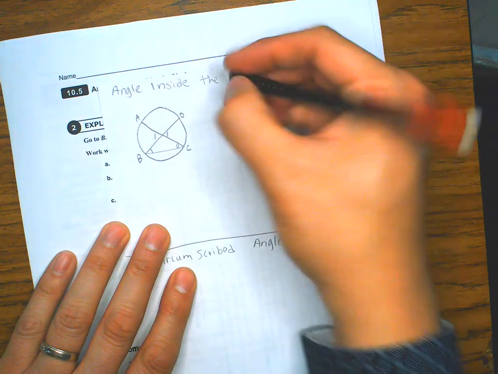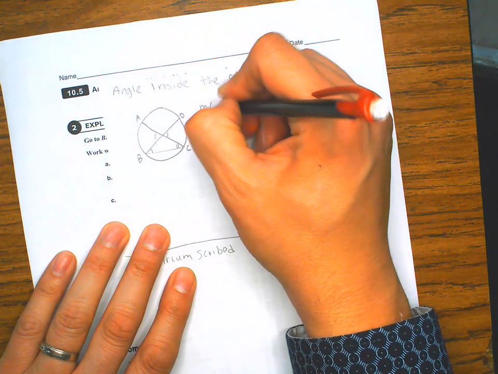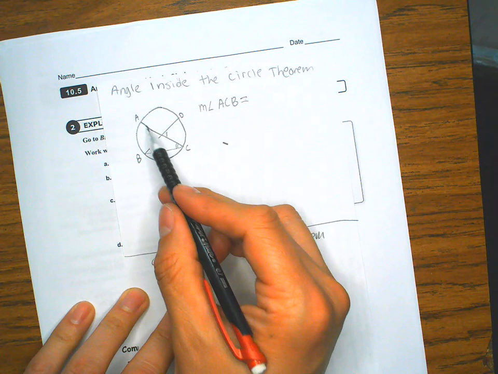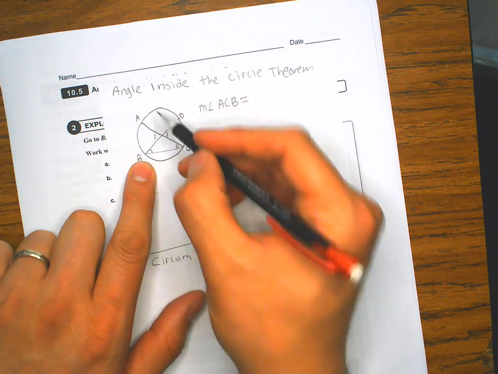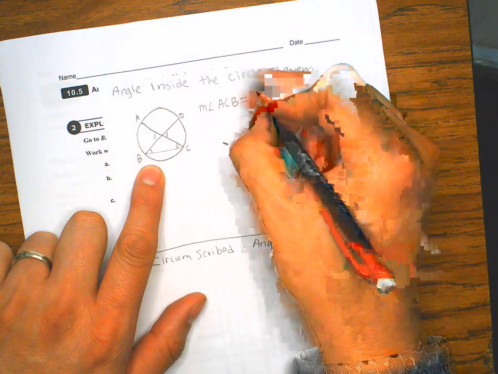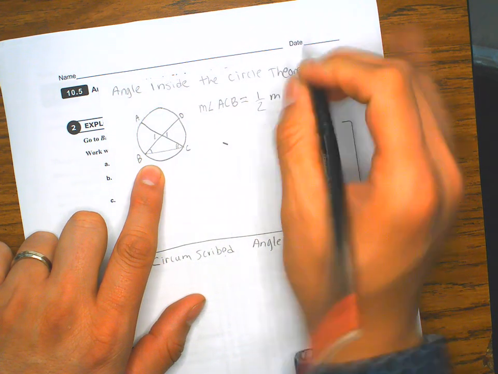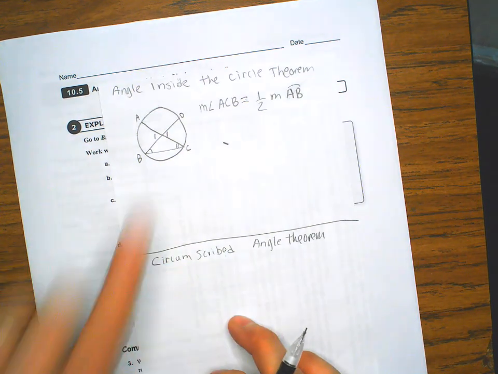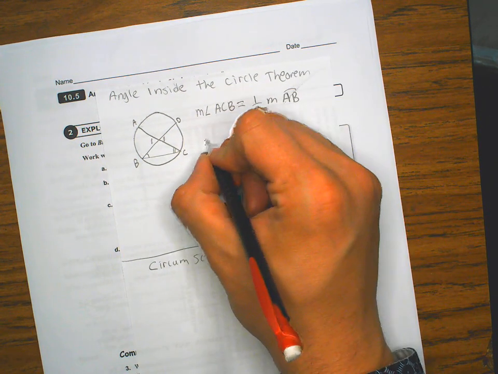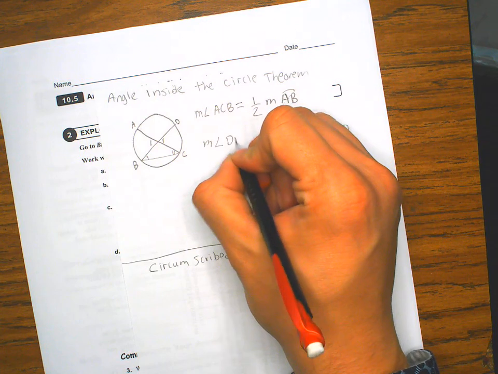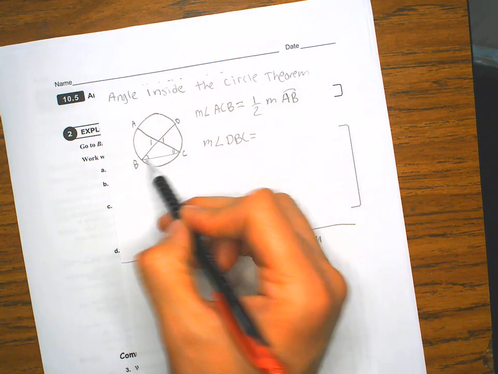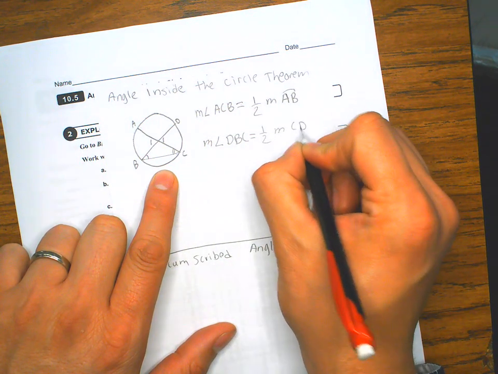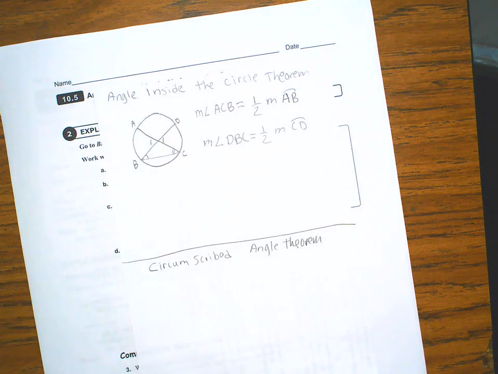Now, based on prior knowledge, the measure of angle ACB is going to be 1/2 of this measure right there, so 1/2 the measure of arc AB. Sometimes I run a little too fast. Now, for the same reason, the measure of angle DBC, that's this one, is going to be 1/2 the measure of arc CD, or DC, however you want to put it.